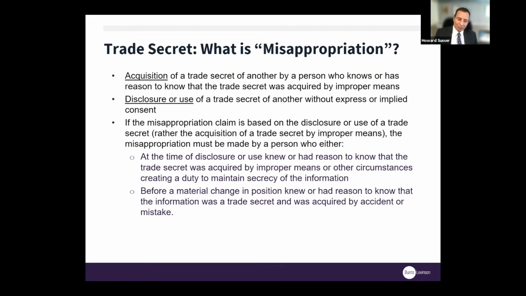So for instance, somebody comes over from another employer and joins your company and suggests all these ideas for tweaking the software or the physical line. That may or may not have come from their prior company, but once a new entity becomes aware that some of this is proprietary, then they have a duty to not use it any further, unless there's been a material change in position and it was innocent, and that is a rare occasion.